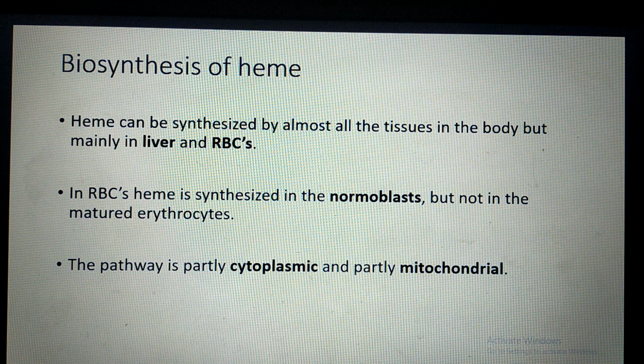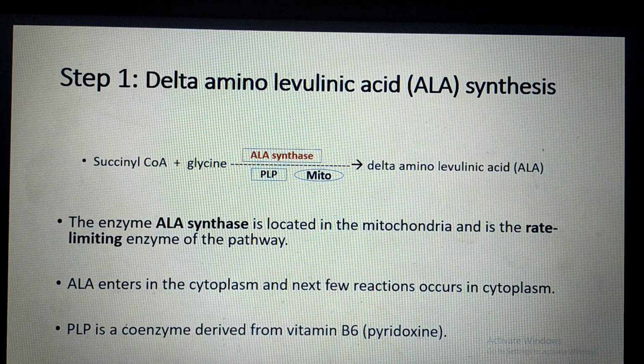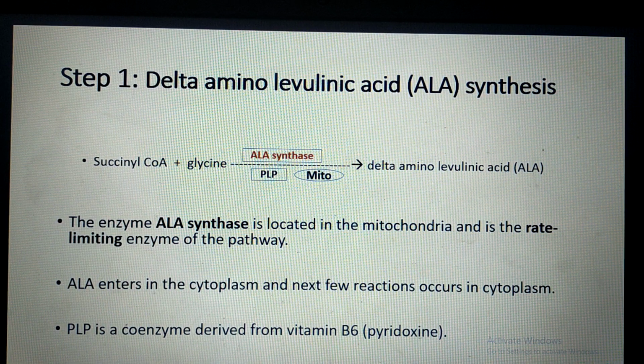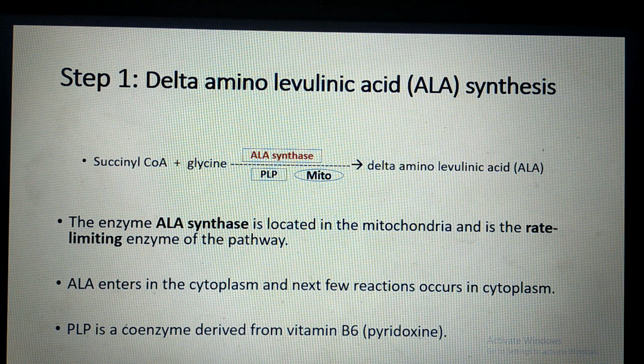The heme synthesis pathway is partly cytoplasmic and partly mitochondrial. Now, steps of heme synthesis. First step is synthesis of delta aminolevulinic acid. In this step, succinyl-CoA and glycine combine to form delta aminolevulinic acid in mitochondria.